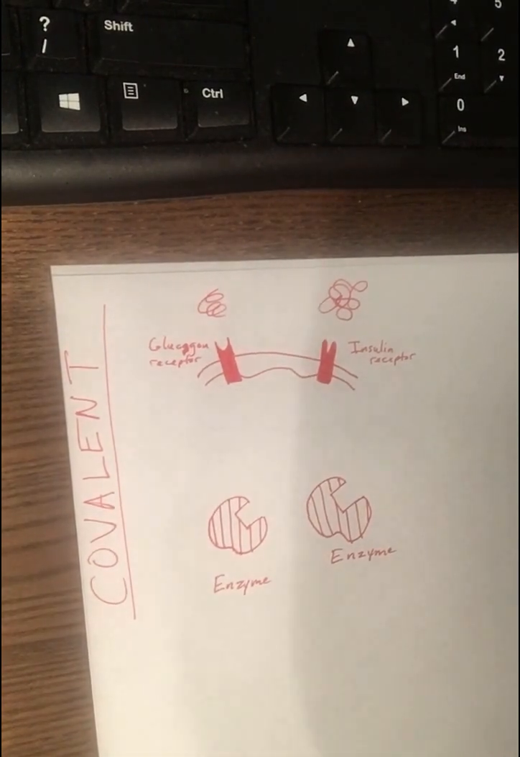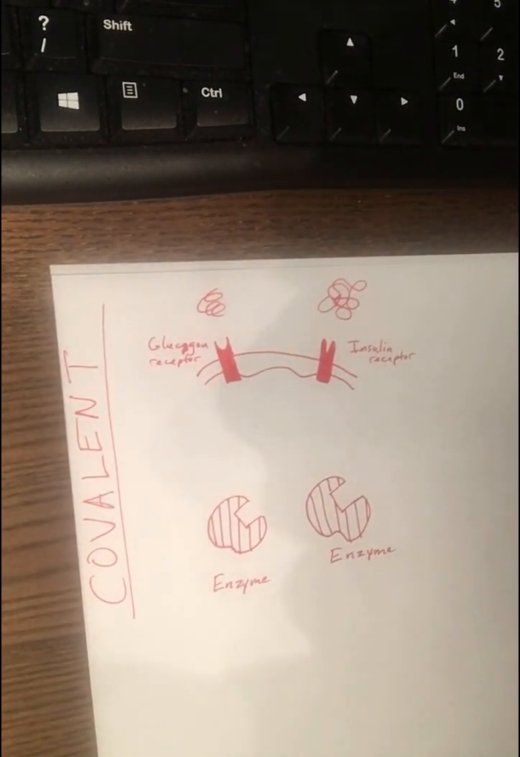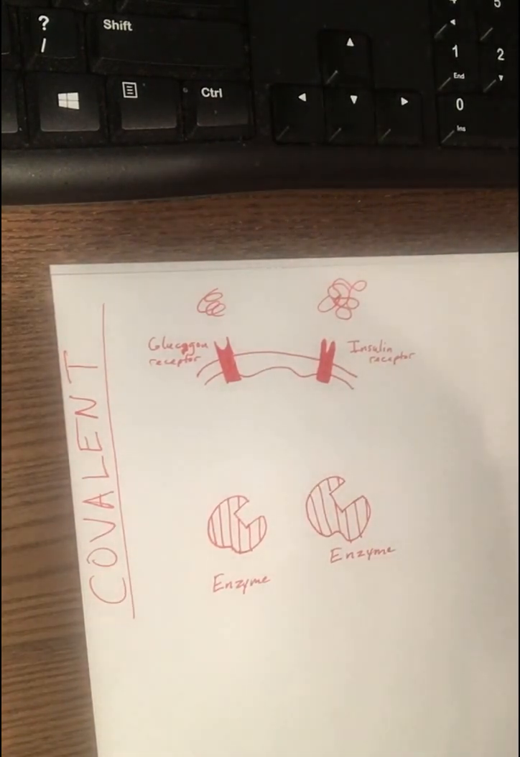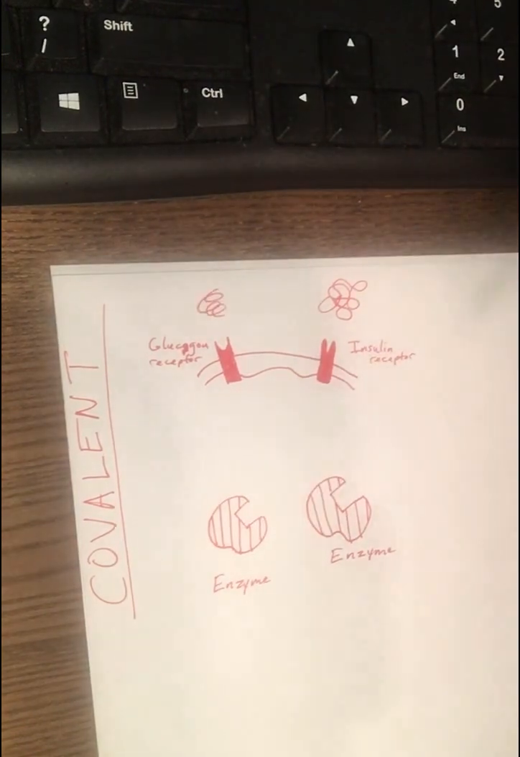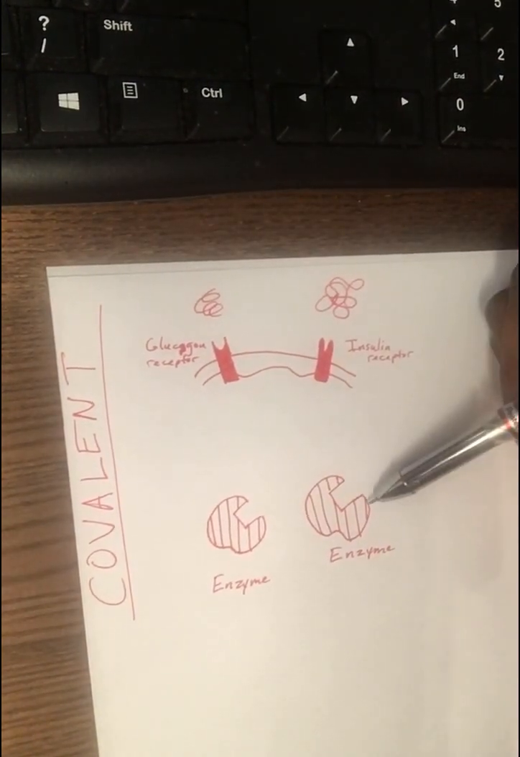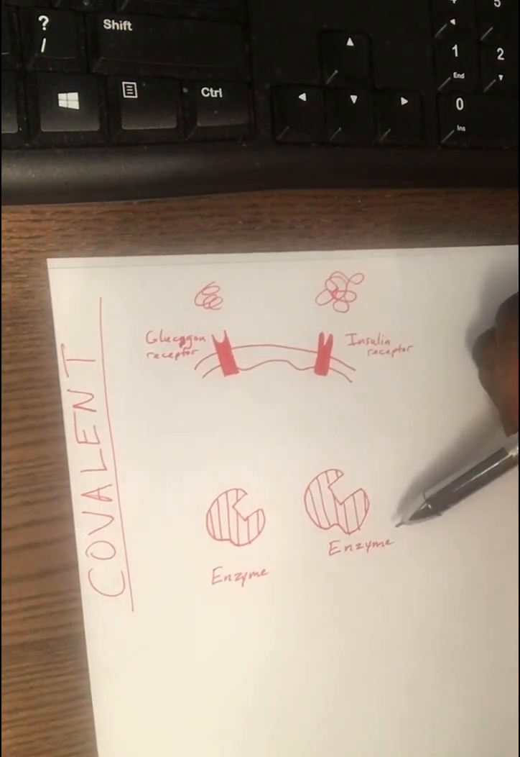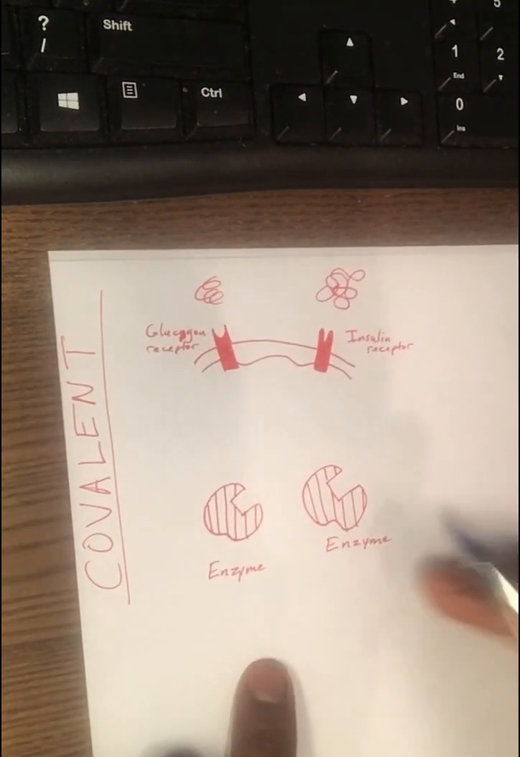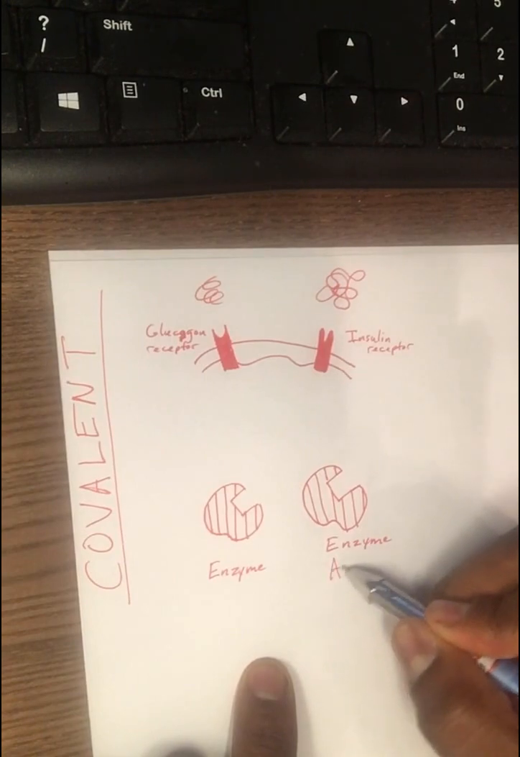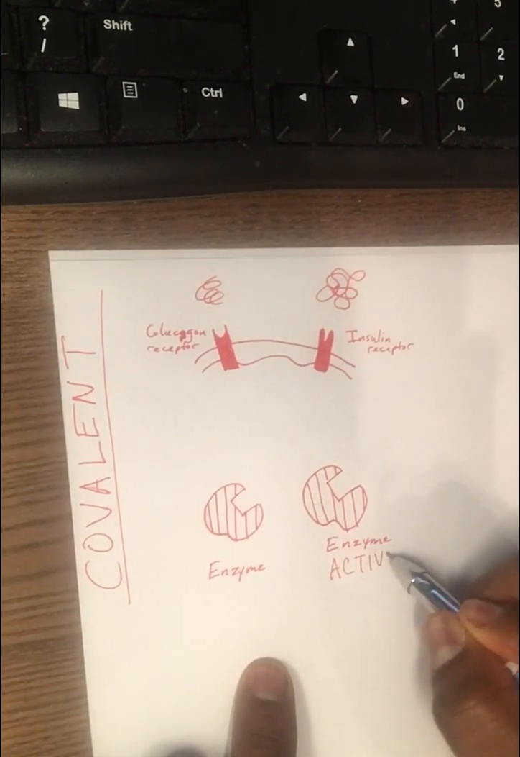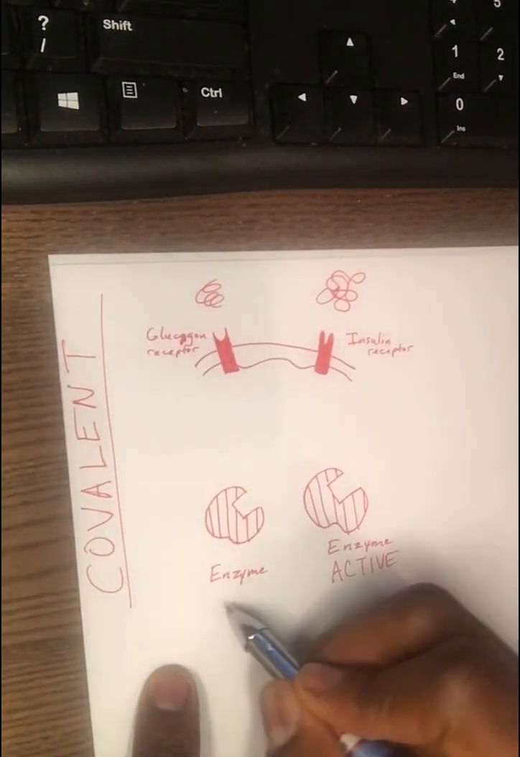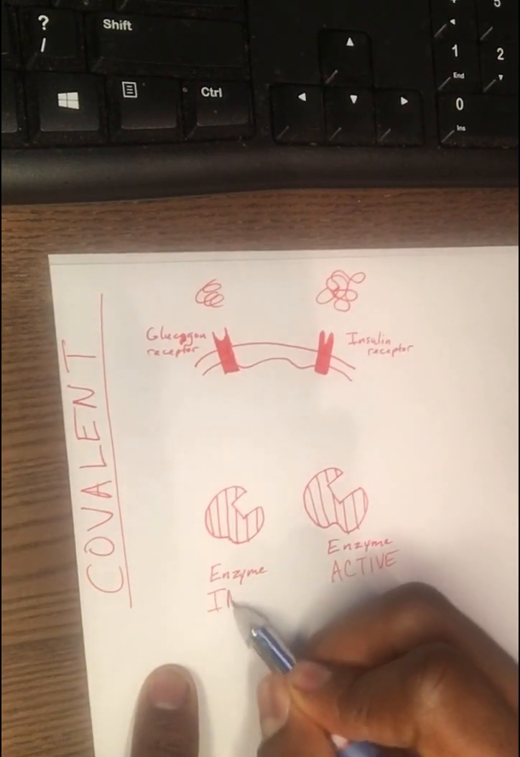Hello again. So here we have covalent modification, also known as covalent regulation. Keep it brief. Now I've shown here one enzyme, so it's really the same enzyme. This we'll call the active enzyme, or active form of it. Here is the inactive form of this enzyme.